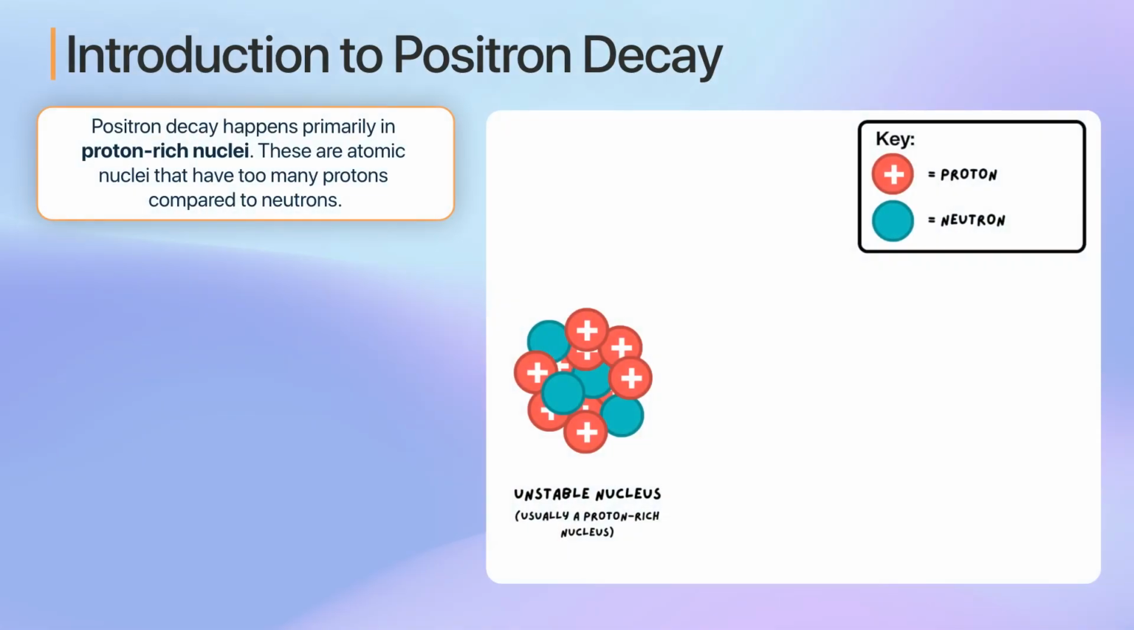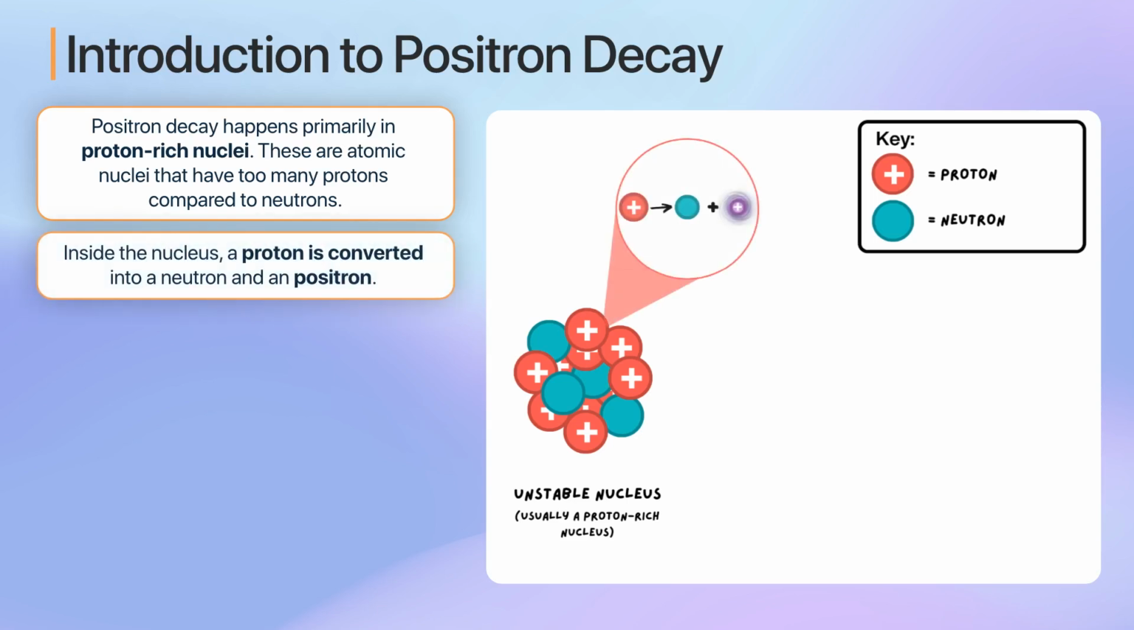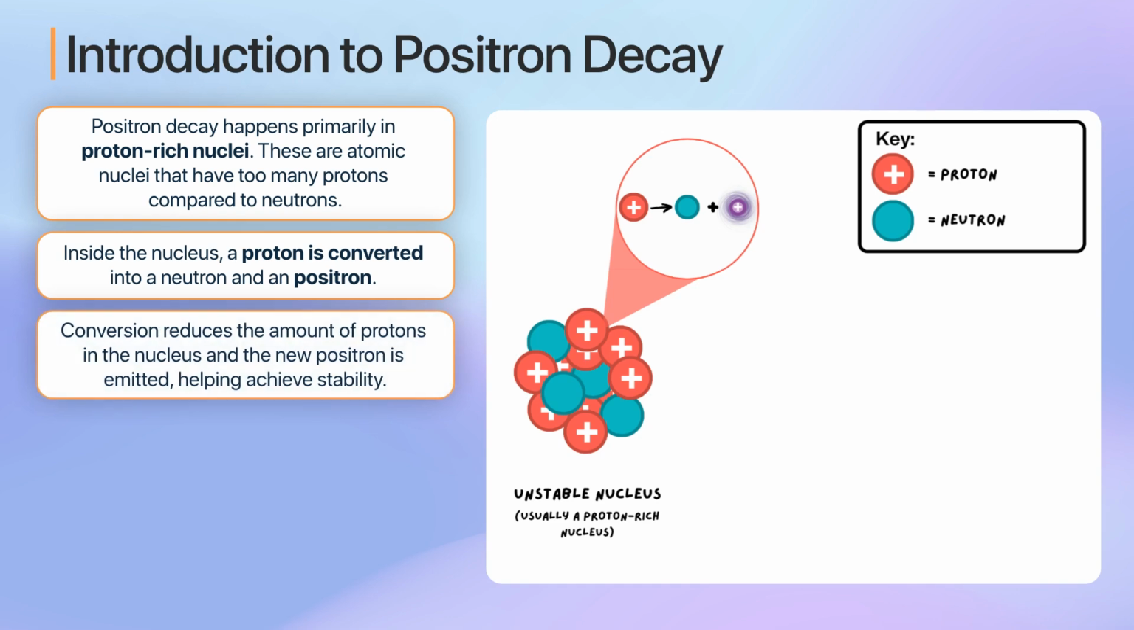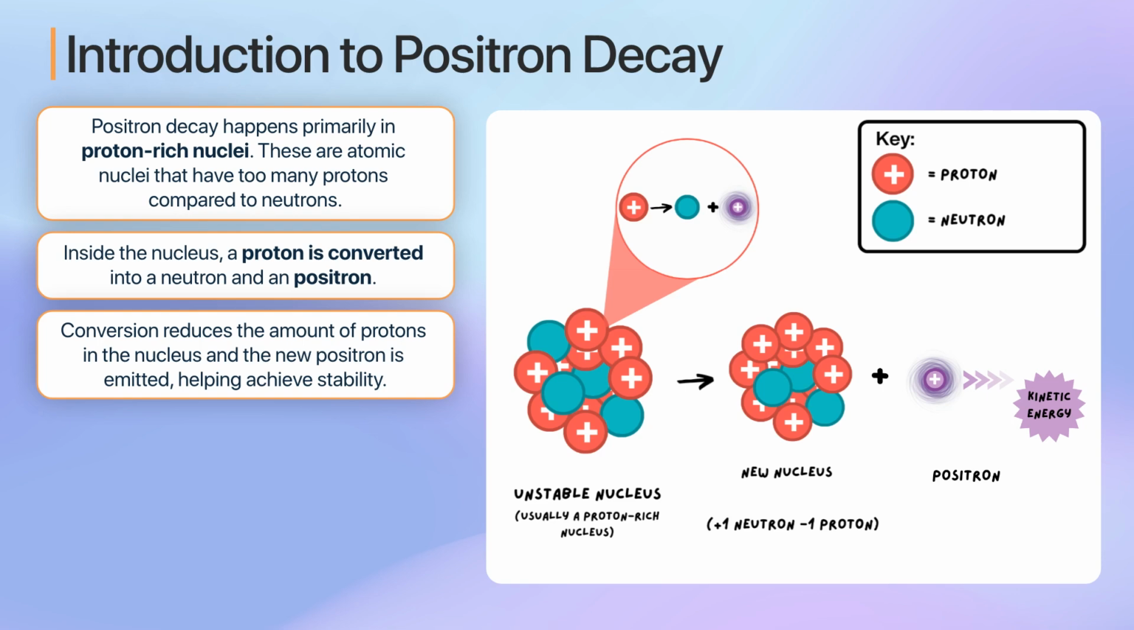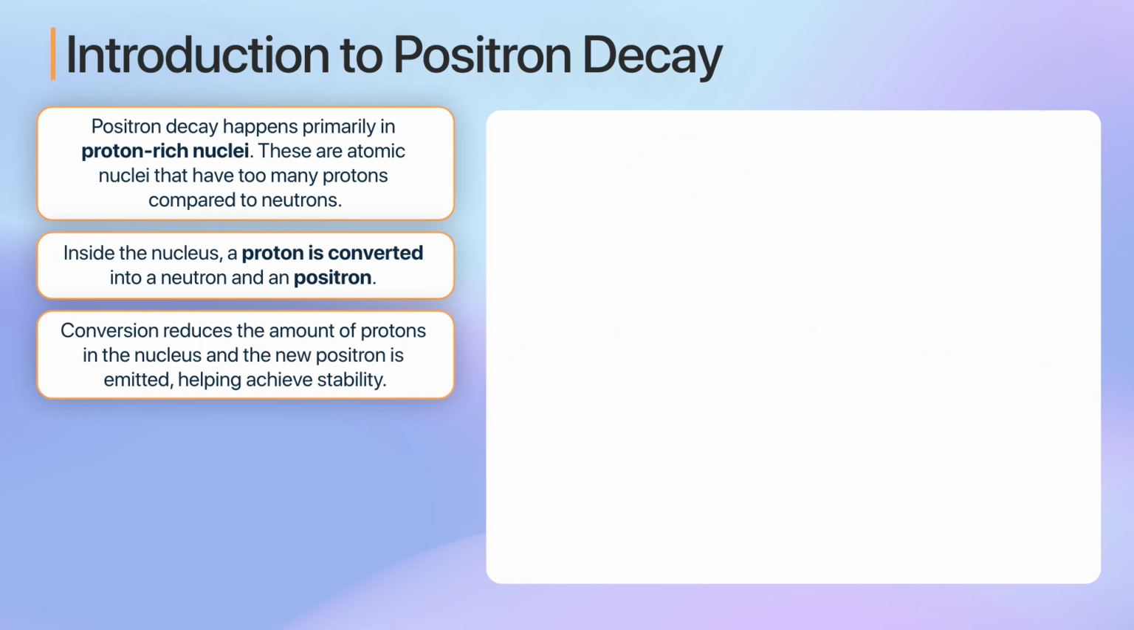Positron decay primarily occurs in proton-rich nuclei. These are atomic nuclei that have too many protons compared to neutrons, which leads to instability. To regain stability, the nucleus undergoes a transformation. Inside the nucleus, a proton is converted into two particles, a neutron and a positron. This conversion is crucial because it reduces the number of protons in the nucleus, addressing the proton excess. The newly formed positron is then emitted from the nucleus.